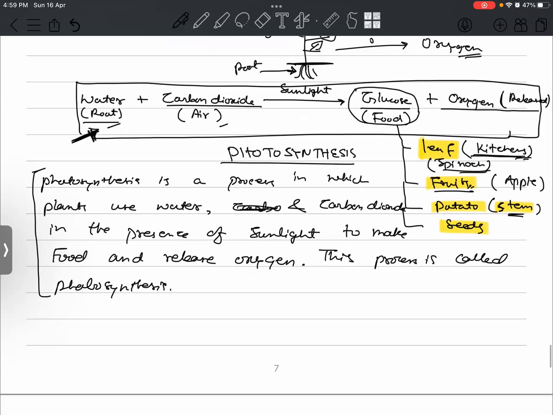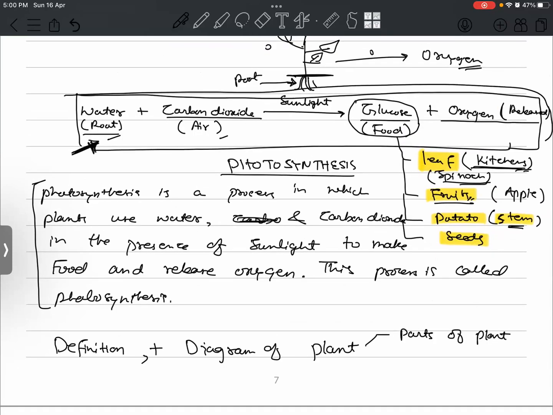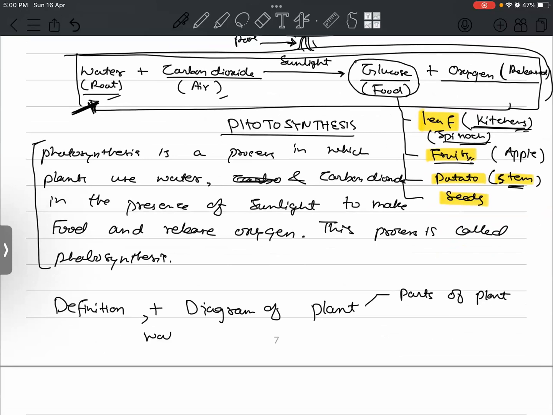Okay, two things you have to do. Write the definition of photosynthesis, plus draw a diagram of a plant, and in that you have to show different parts of the plant. Okay, and also draw this diagram. Okay, the definition plus the diagram. So I will just think. Okay, okay.